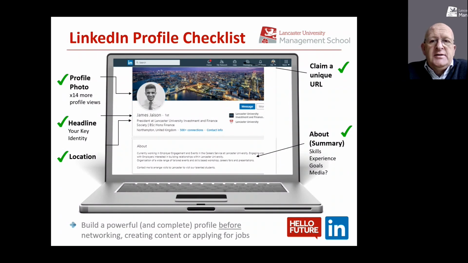So taking James's in slightly more detail, and we've rearranged that slightly in a cut and paste. It doesn't look quite like this on the website. But you'll see as a profile photo, the professional photo, much more likely to get viewed in detail if you've got a professional photo. He's got his key identity there. He's got his location. But now we need to start talking about his summary.